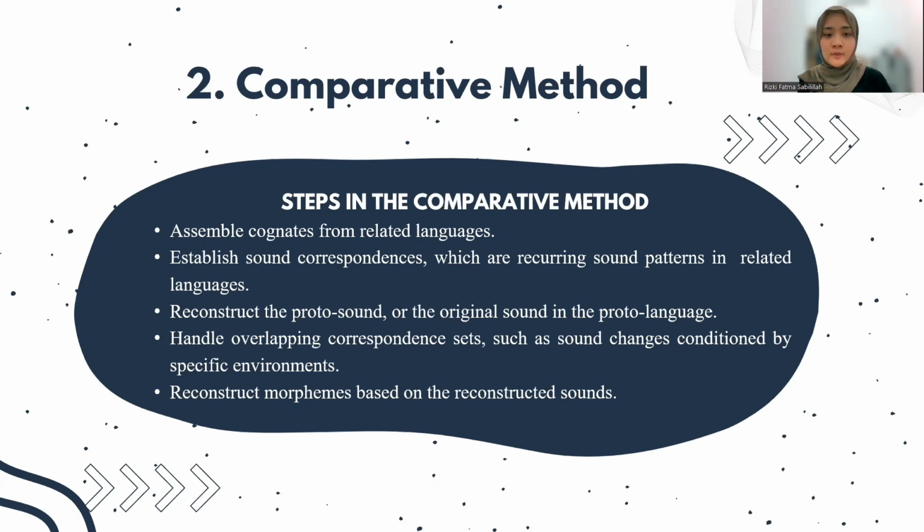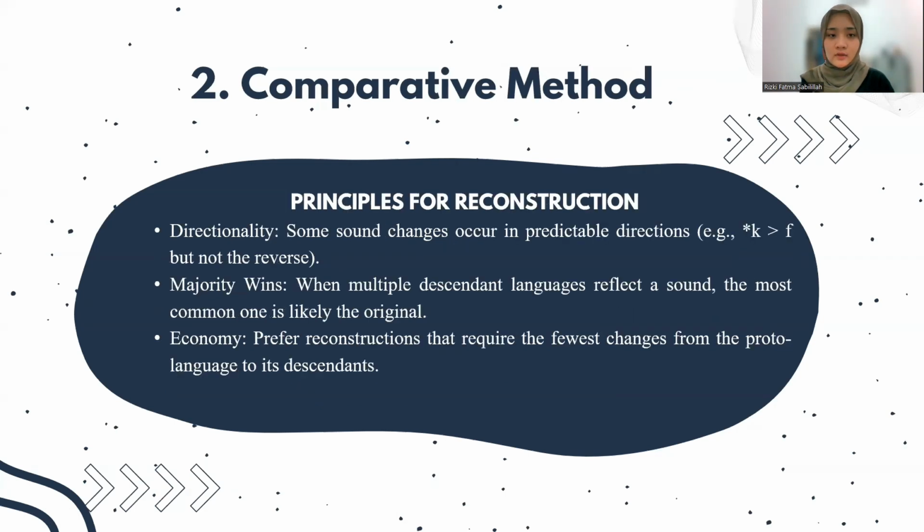Next are the steps in the comparative method. The first one is to sample components from related languages. The second one is to establish sound correspondences, which are recurring sound patterns in related languages. The third is to reconstruct the proto-sound, or the original sound in the proto-language. Next is to handle overlapping correspondence sets, such as sound change conditioned by specific environments. The last one is to reconstruct morphemes based on the reconstructions.